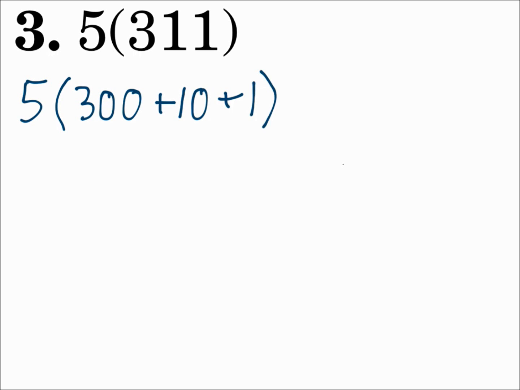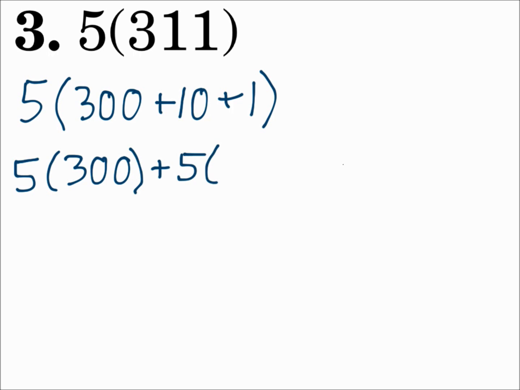For number 3, 5 times 311. I can separate the hundreds place, the tens place, and the ones place, and do 5 times the quantity 300 plus 10 plus 1. And each of those will give me easier numbers to work with. 5 times 300, 5 times 10, 5 times 1. Do you have to do the distributive property here? No. But if you don't have a calculator, you might find it to be a whole lot easier.